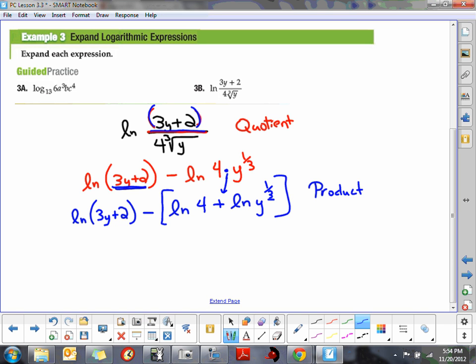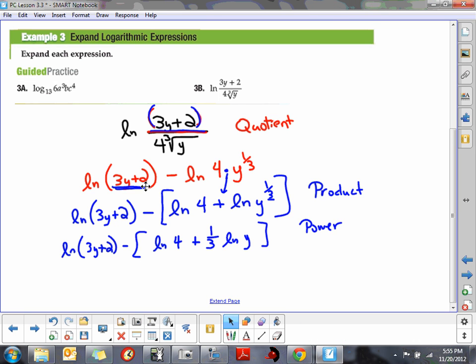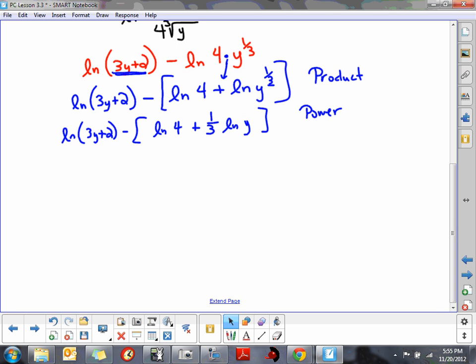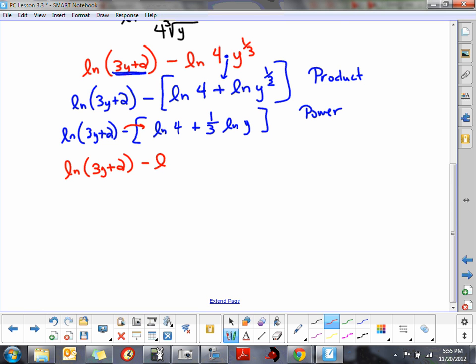And now the last thing I'm going to do is trade in our power for the product. So the natural log of 3y plus 2 minus the natural log of 4 plus 1/3 the natural log of y. That one was a power rule. We could do one more round of simplification and get rid of the brackets. We'll do the natural log of 3y plus 2. Then we're going to distribute our negatives, so it's minus the natural log of 4, then minus 1/3 the natural log of y.